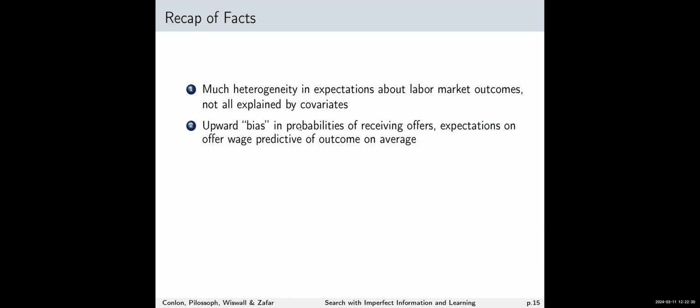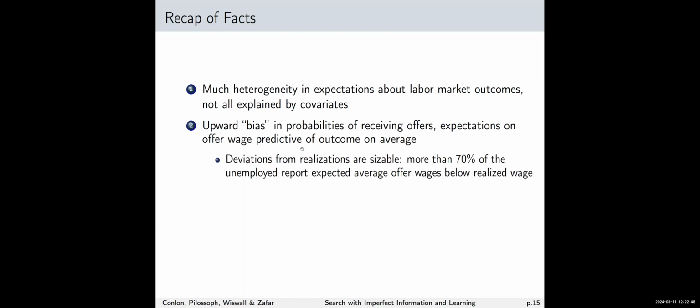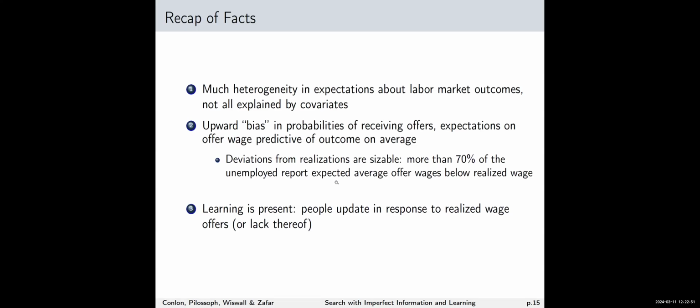Expectations look on average correct, but again, for both of these statements, I think it's important to look at this data through the lens of the model, exactly because you can't really say whether there's a bias or not until you take a stance on what the true parameters are that people are facing. There seems to be learning. People do update their expectations about both the values of offers and whether or not they'll receive an offer based on whether they get an offer. And there doesn't seem to be much heterogeneity, though I haven't looked at exactly industry variation.